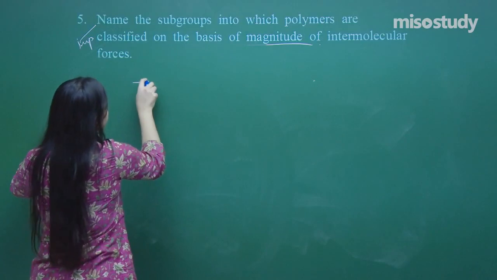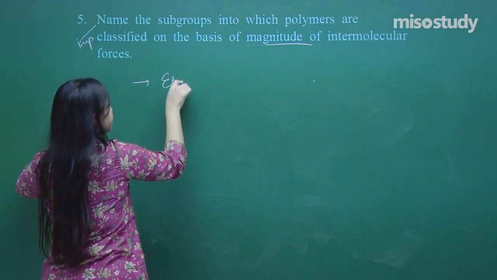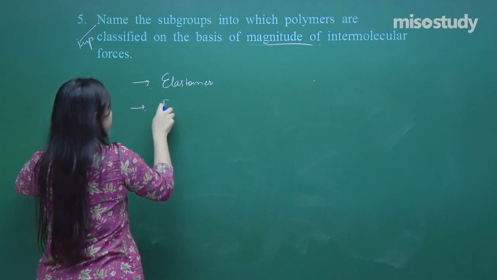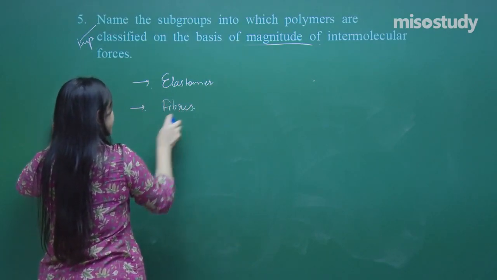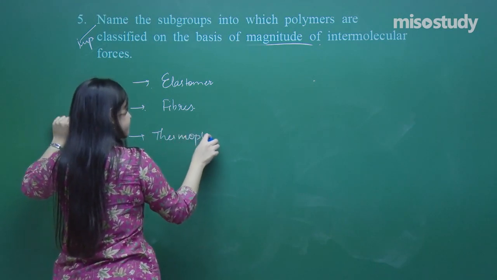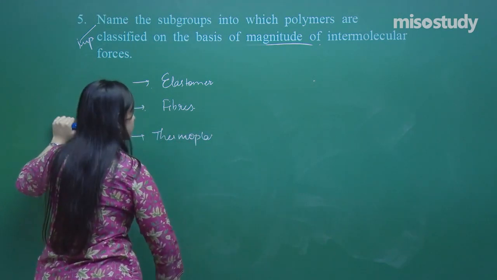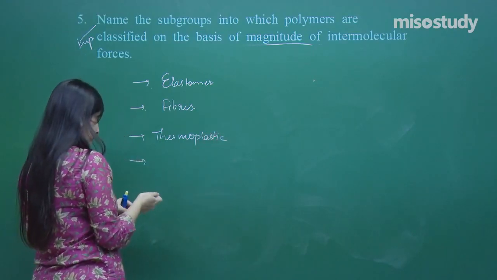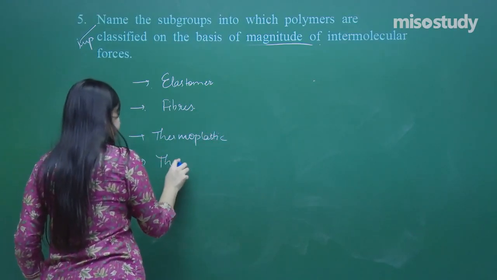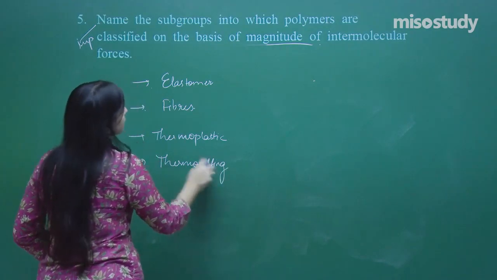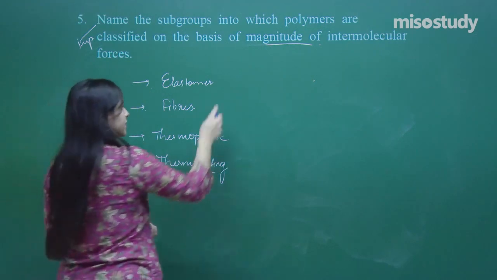So I just need to name the subgroups: elastomers, kind of rubbery, fibers, yes, thermoplastic, we just have discussed, and finally the thermosetting. Clear? So let's talk about the forces in between them.